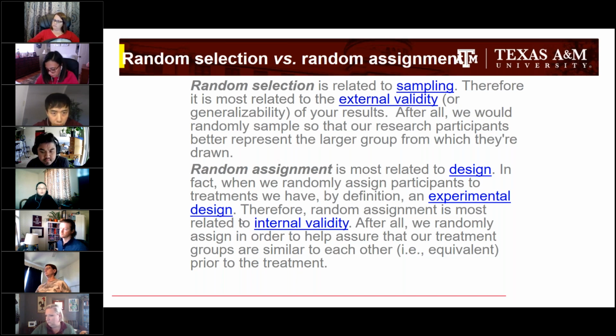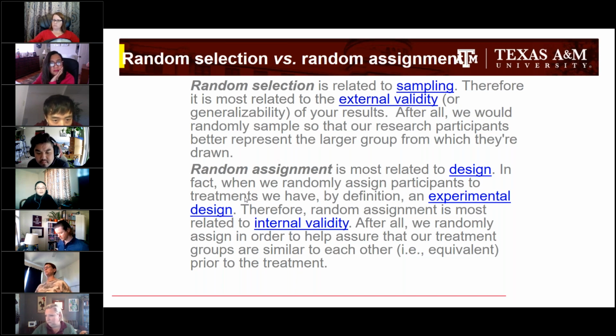For example, your target population is all the undergraduates in TAMU. So you randomly select 120 students from all TAMU undergraduates. So of these 120, you expect those 120 students to represent the whole TAMU undergraduate student body. And then you randomly assign 120 students to treatment and control. So it is more related to design.